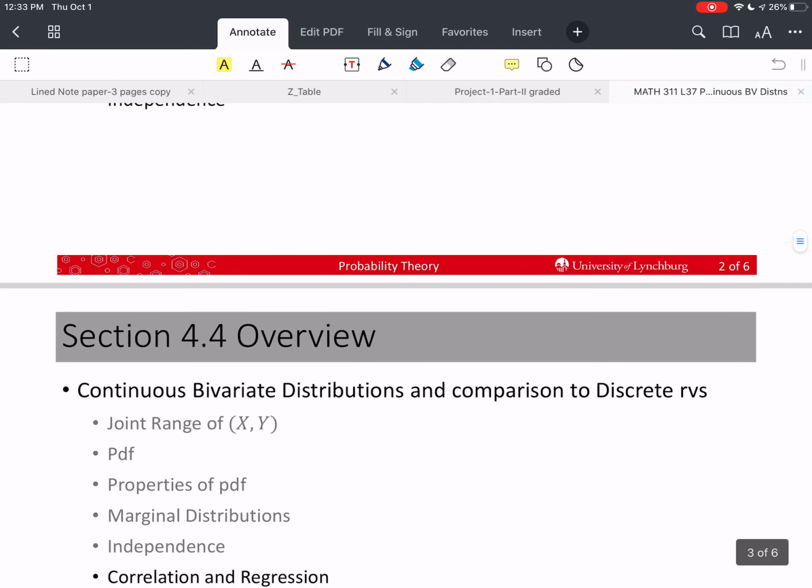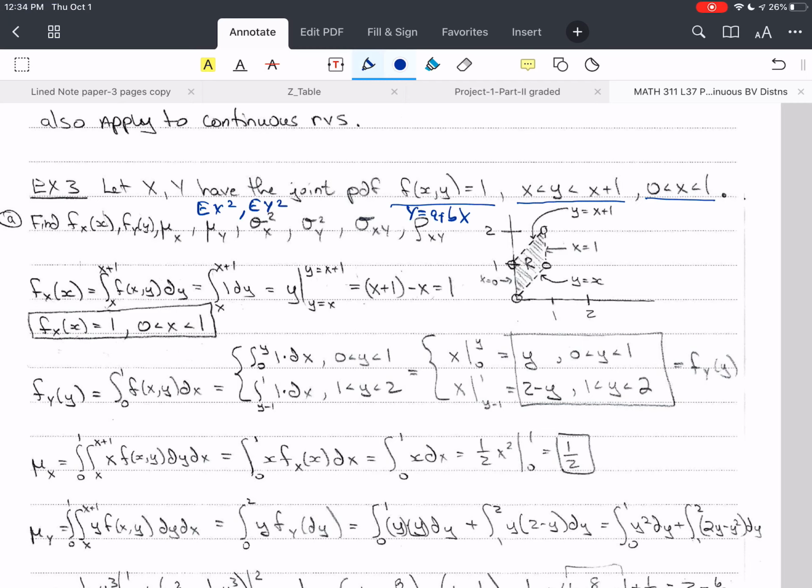We want to find the marginals, the means, the expected value of x squared and y squared. We want to find the variances of x and y, the covariance between x and y, the correlation, and also the equation y equals a plus bx, the linear association that exists when rho is equal to 1 or negative 1.